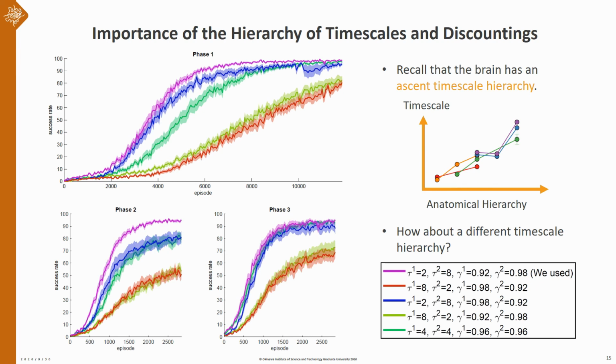Recall that in the brain and also in the model, there's an ascending timescale hierarchy in which the higher level has a slower timescale. So how about a different timescale hierarchy, if we reverse the timescales tau in the neuron dynamics of the high level and the low level, or we reverse the discount factor for the 2-level value functions, what will happen? We found that the original setting, where the high level has a slower timescale, has the best performance. This result can be a potential explanation of why our cortex has an ascending timescale hierarchy.